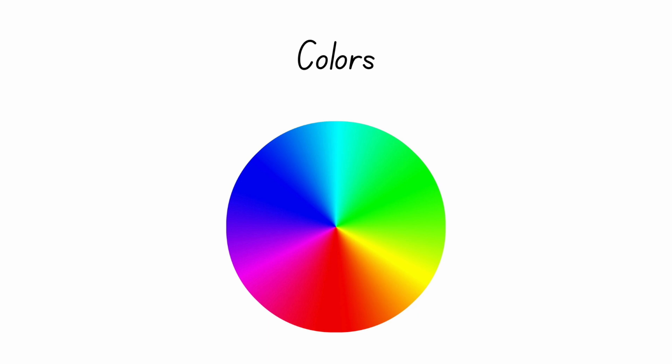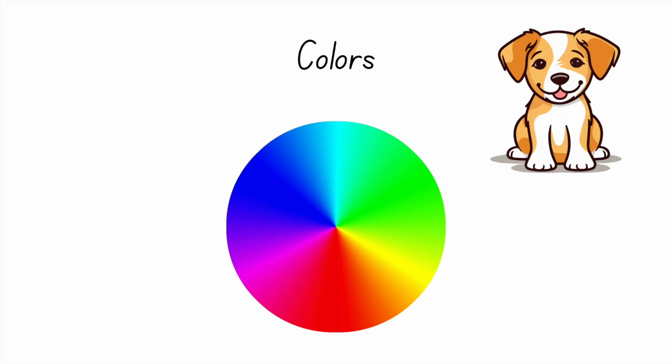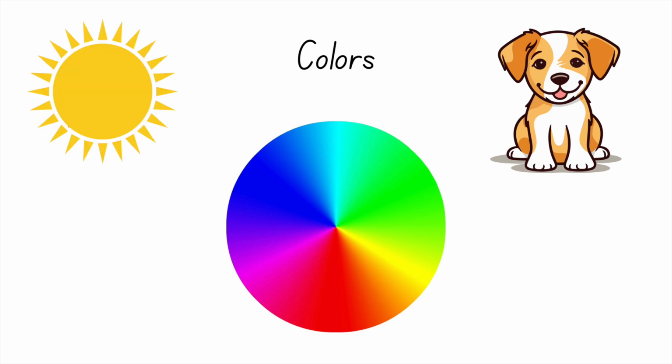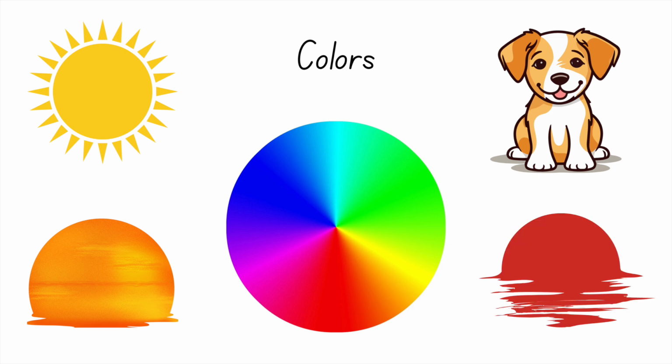Let's talk about colors. Why do we see different colors? Does everyone see colors the same way? Why does the sun sometimes look yellow, orange, or even red? In this video, we'll answer these questions and dive into the amazing science behind the colors all around us.